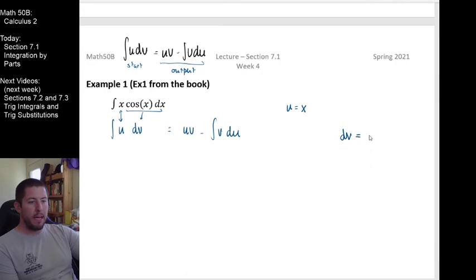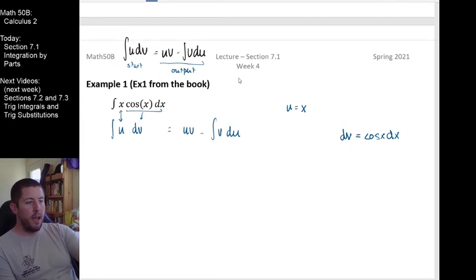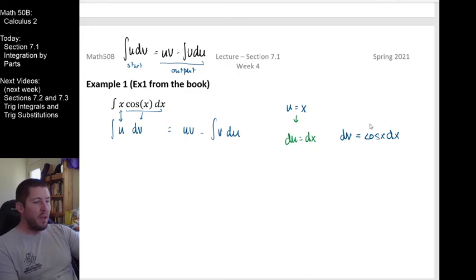So when I choose my dv as cosine x dx, I now need to determine two new things. I need to say to myself, if u is equal to x, then what is du equal to? Well, this one's pretty easy. We've done a bunch of stuff like this with our u subs. That's just going to be dx, right? The other thing I need to do is say to myself, well, if I have that dv is cosine x dx, what must v have been?